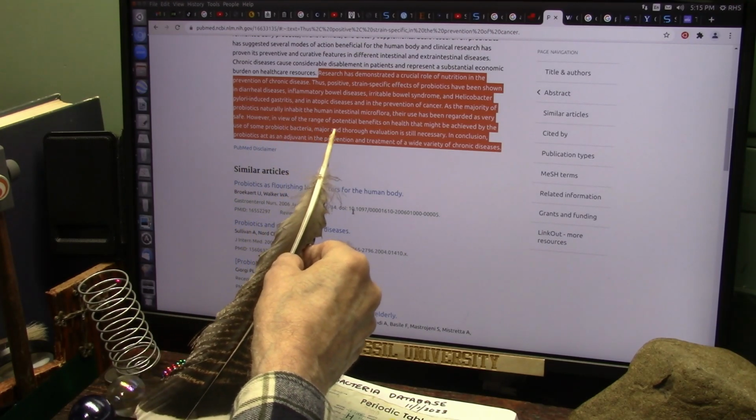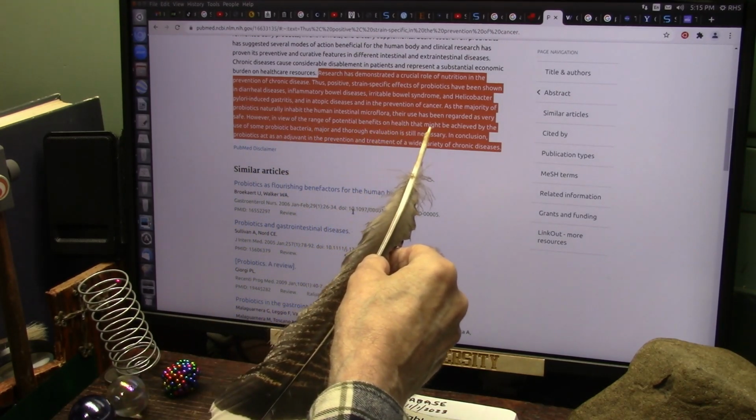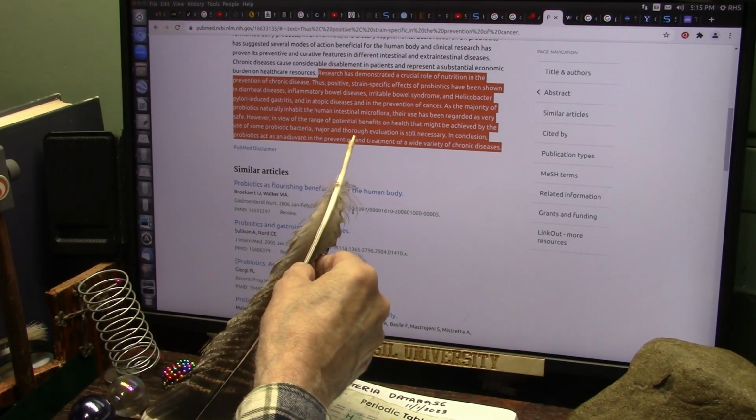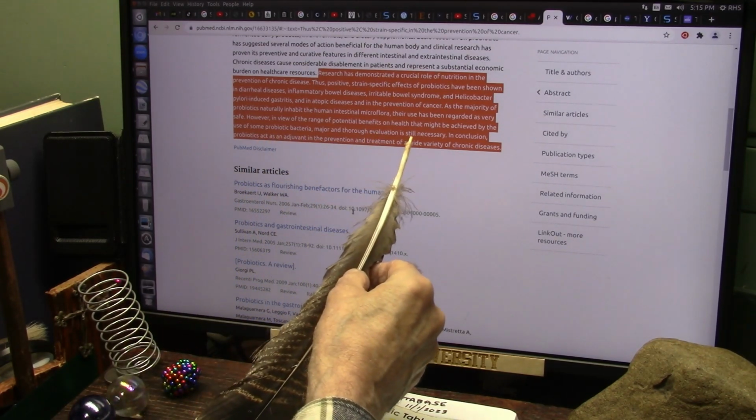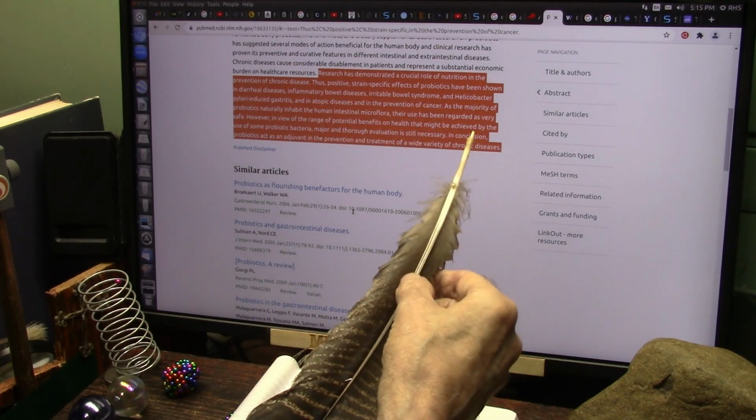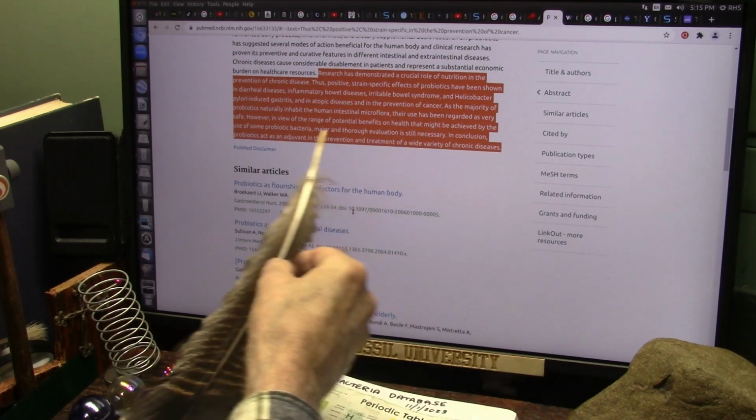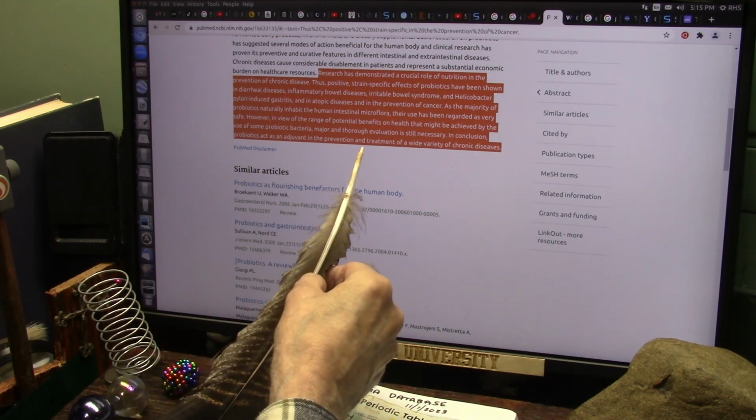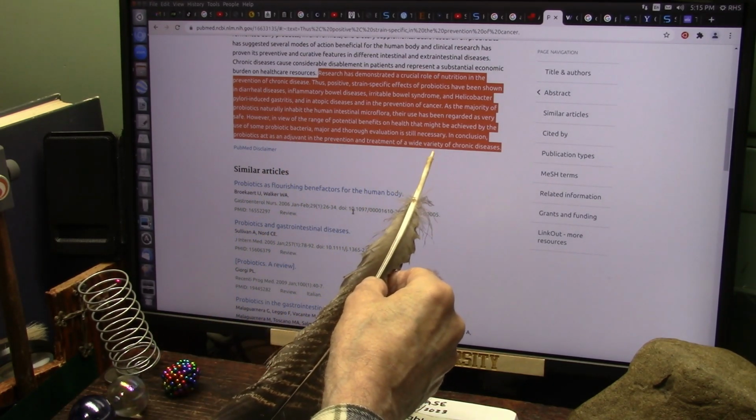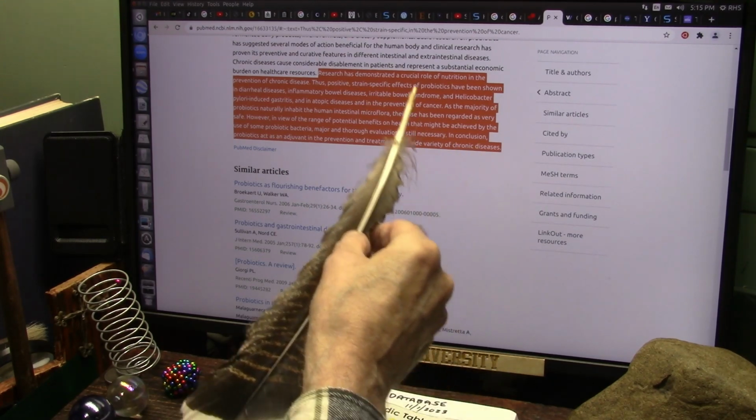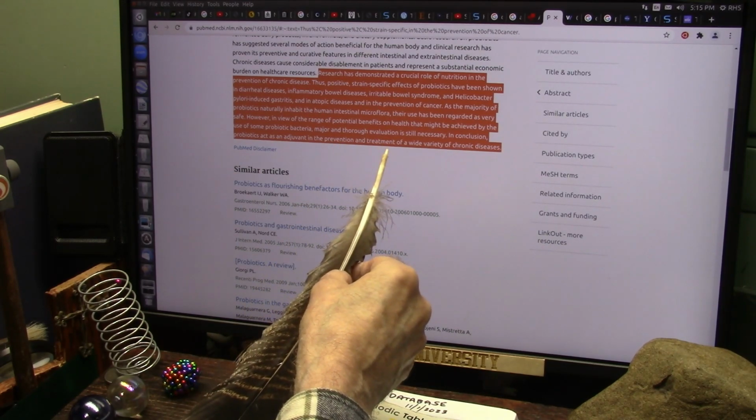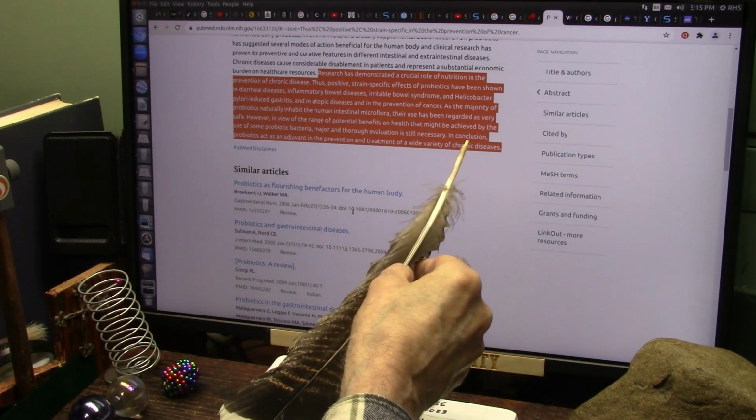However, in view of the range of potential benefits on health that might be achieved by the use of some probiotic bacteria, major and thorough evaluation is still necessary. We need to look at it very, very closely. In conclusion, probiotics act as an adjuvant in the prevention and treatment of a wide variety of chronic diseases. All right? They are helpful in the prevention and treatment of a wide variety of chronic diseases.